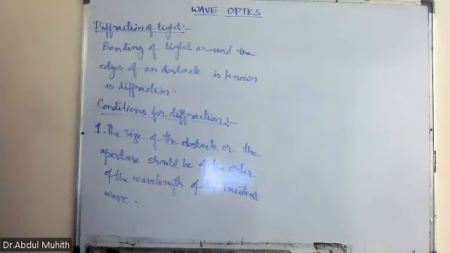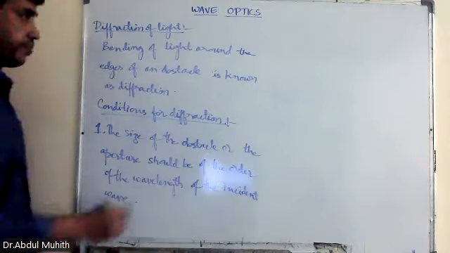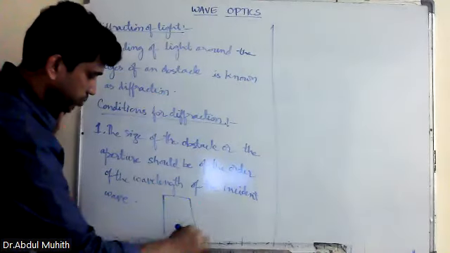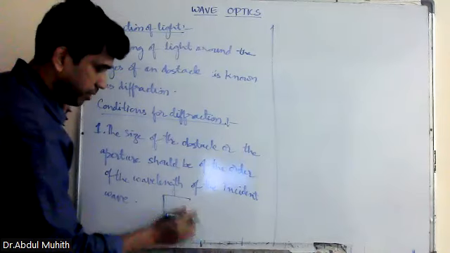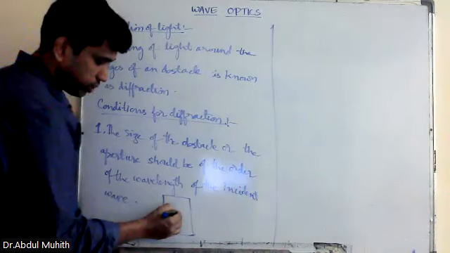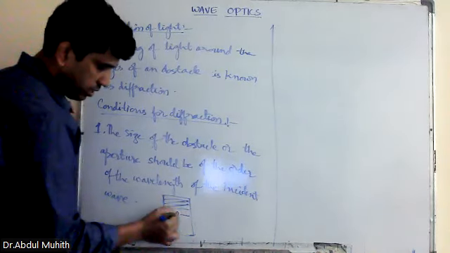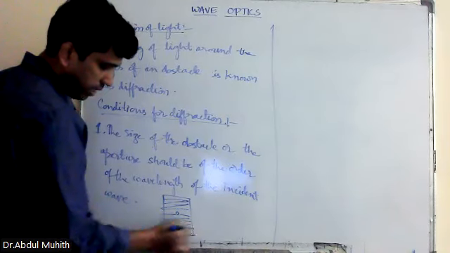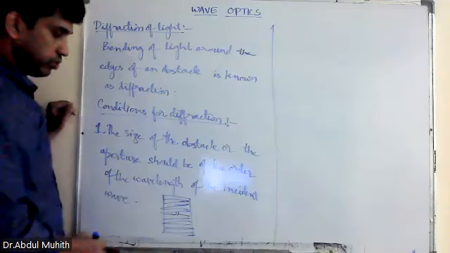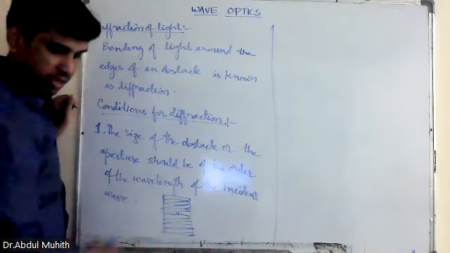The second one is the separation between the obstacle and aperture. Is that clear? That means what? Suppose this is the aperture, like suppose this is the plate. We are taking a glass plate actually. Glass plate, we black it completely, and then we make a small hole. So that will become a diffraction aperture.